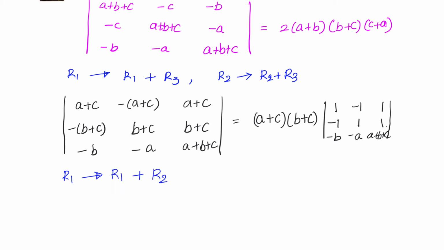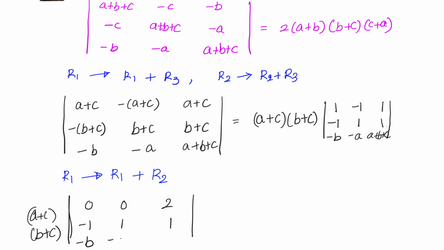Then I will have a plus c, b plus c outside. Then we have 1 minus 1, that is 0, minus 1 plus 1, that is also 0, and 1 plus 1, which is equal to 2. So we'll have 0, 0, 2. The second row will be as it is, minus 1, 1, 1, and the third row will remain the same as earlier, minus b, minus a, plus b plus c. Now let us expand by the first row to get the determinant.